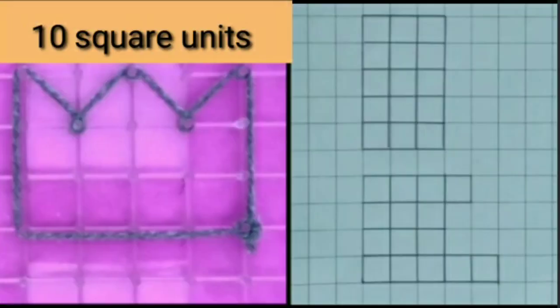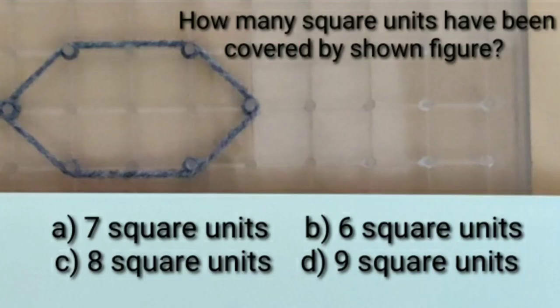So today we have learnt to find the area according to the number of square boxes covered by a figure, as well as to draw different kinds of figures according to the given number of square boxes. Now it is time for today's question. Our today's question is: how many square units have been covered in the given figure?